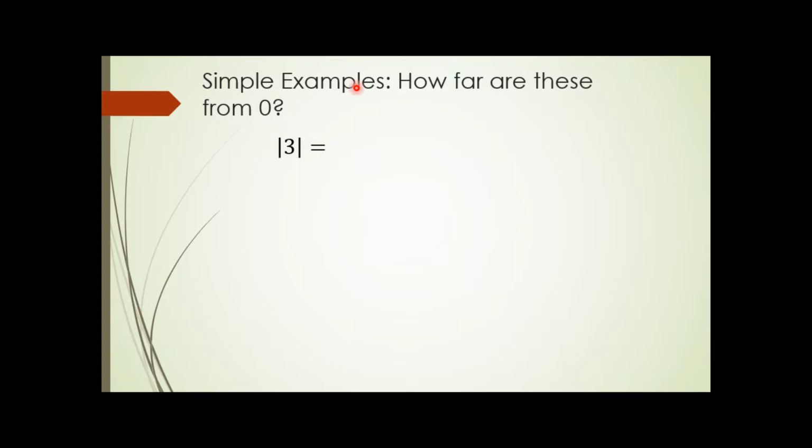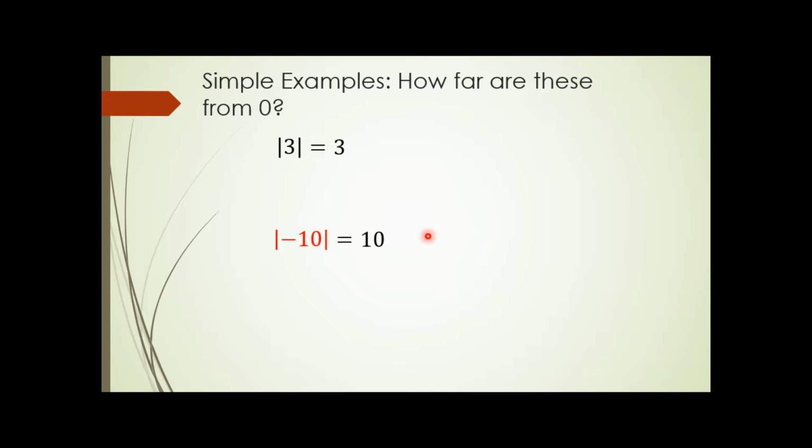Simple example: how far are these from 0? The absolute value of 3 is 3. What about the absolute value of -10? Even if it's negative, it's still 10 units away from 0. So 10. Pretty simple.